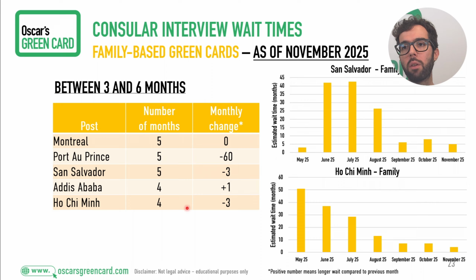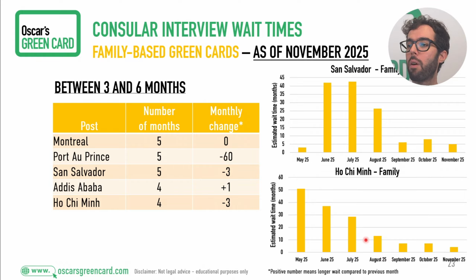Between 3 and 6 months, we have Montreal, Port-au-Prince, and San Salvador with 5 months. And here we find Port-au-Prince that I told you about at the beginning, and it just got 60 months wiped off their numbers. This is very, very strange, so we'll keep an eye on it for other posts. Addis Ababa and Ho Chi Minh, 4 months each.